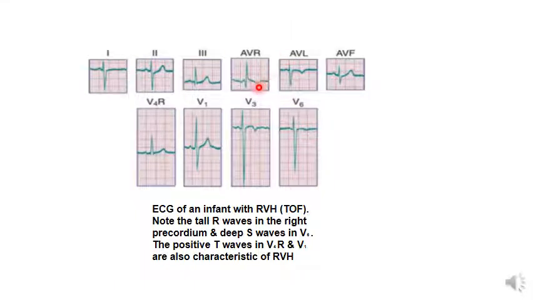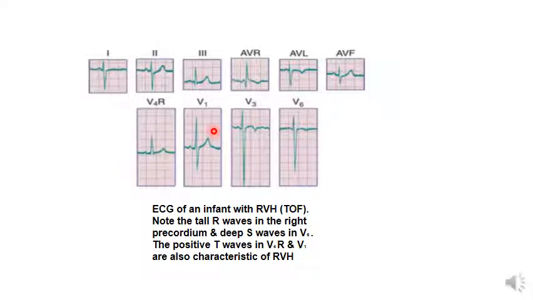Here you see an ECG of an infant with right ventricular hypertrophy, as you see tall R wave in right chest leads, V1 and V2, V4R also, and deep S. Note the tall R wave in right precordial leads and deep S in V6 here, which should be less than this normally. So the positive T wave in V4R, and in V1, are also characteristic of right ventricular hypertrophy.